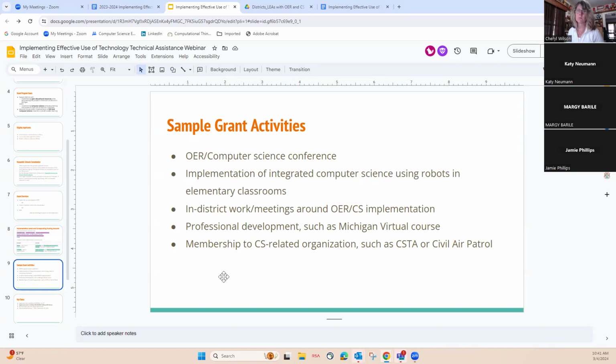We know that a lot of times you need money to support meetings and work in the district. This can support those stipends and the sub funds around that. Maybe you want some folks in your district to take professional development, like there's a Michigan Virtual OER course. This can support the time that they are using to take something like a 3-hour course. You could pay your teachers back for that time. Maybe membership to some different organizations, more CS related, not too many OER ones, such as the Computer Science Teachers Association, which is $50 a year. You get access to a lot of great resources. Or maybe a Civil Air Patrol lifetime membership.